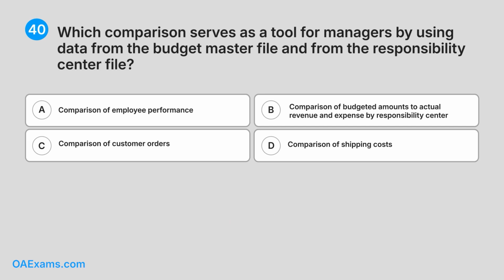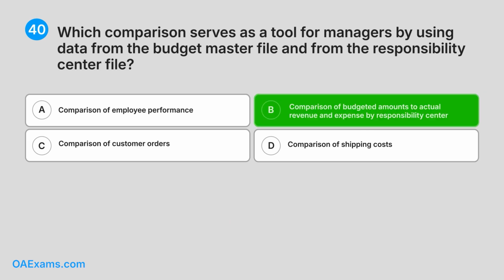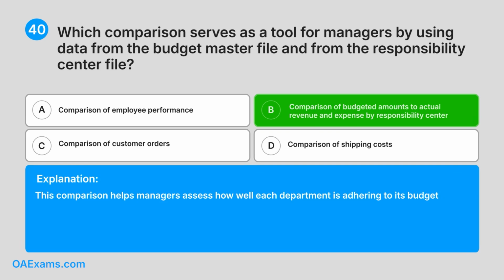Correct. Answer. B. Comparison of budgeted amounts to actual revenue and expense by Responsibility Center. Explanation. This comparison helps managers assess how well each department is adhering to its budget.